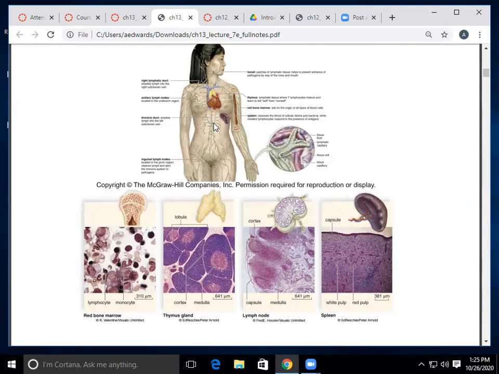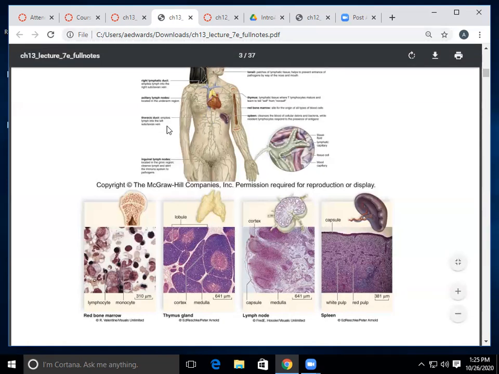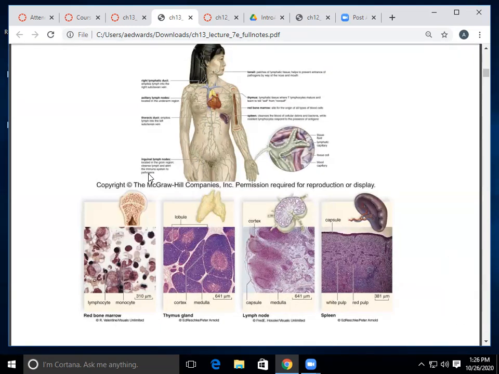Okay, here's your thoracic duct, and it's going to empty its lymph into the left subclavian vein. All right. Now here are your inguinal lymph nodes, near the hip, near the groin region, and they can clean the lymph and alert your immune system if you're having pathogens there.